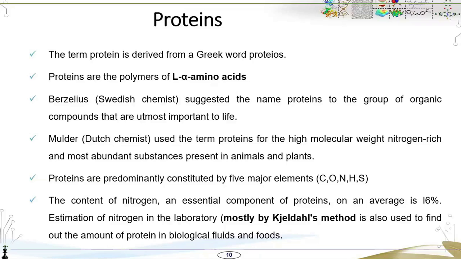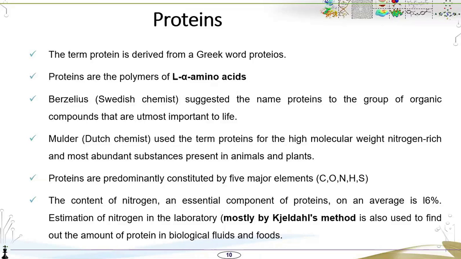So I hope you understand why nitrogen is the richest part in the protein. Mulder is the scientist who told that. Then it is 16%, which was identified in the laboratory using the Kjeldahl method. So that is a brief introduction about the protein. If you have any doubts you can ask.